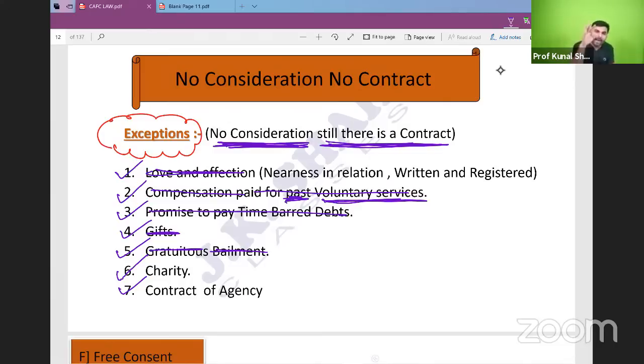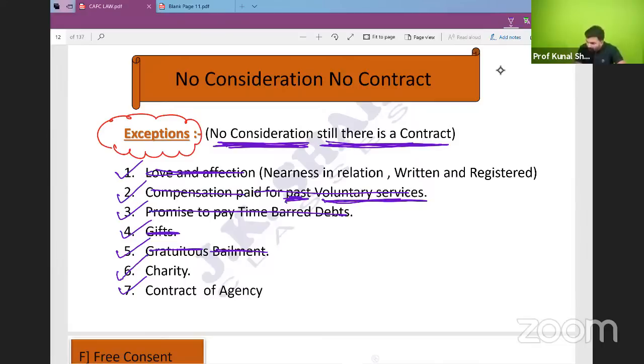So for formation of contract of agency, there may or may not be a consideration. First of all, who is an agent? Agent is a person working on behalf of another person. So any person working on behalf of another person is called an agent.